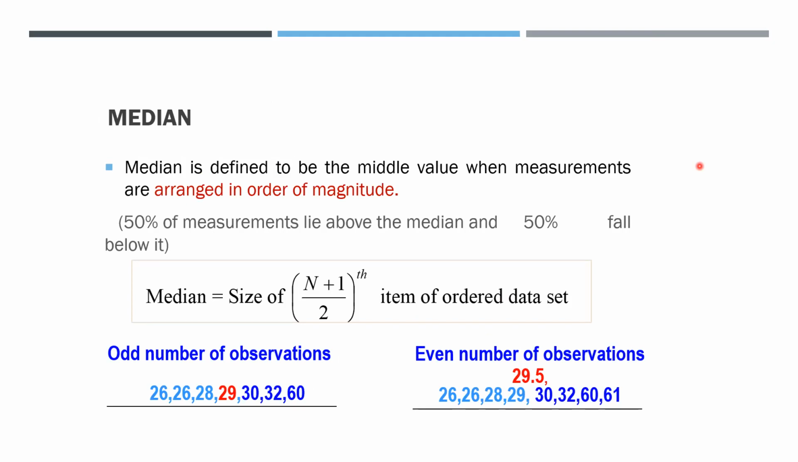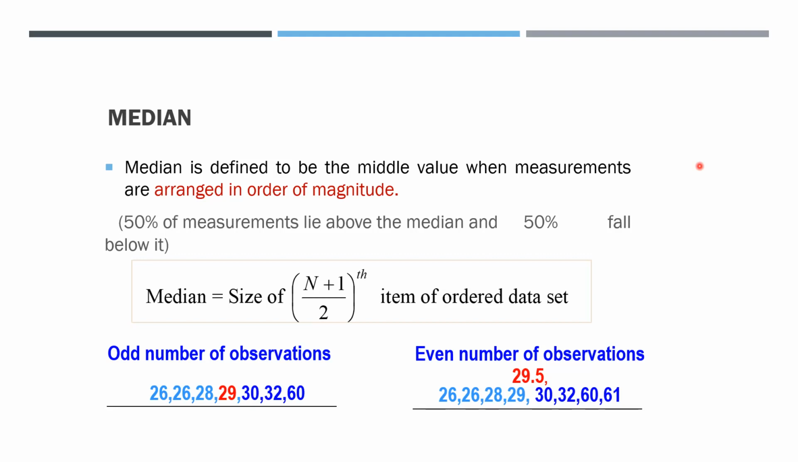And here, if you want to calculate the median manually, first of all, you have to arrange your data set according to ascending or descending order.